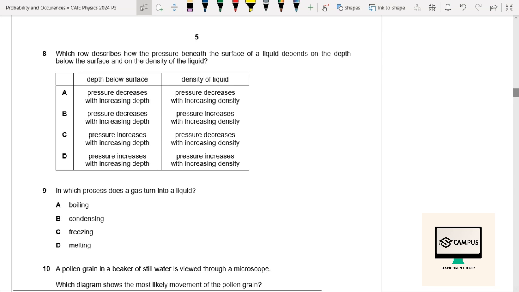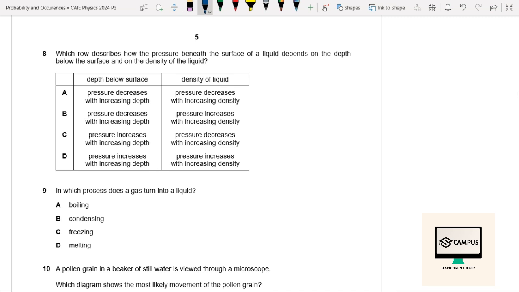Question number 8. Which law describes how the pressure beneath the surface of a liquid depends on the depth below the surface and on the density of the liquid? Again, two columns are given. One is showing the depth, the other is showing the density. The first principle that comes to mind is the Archimedes principle, or the concept of buoyancy.